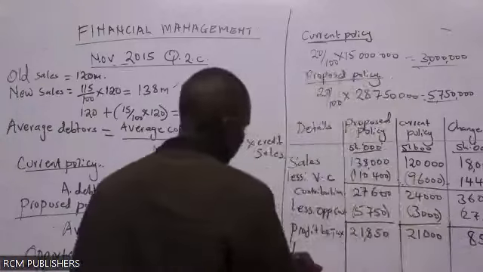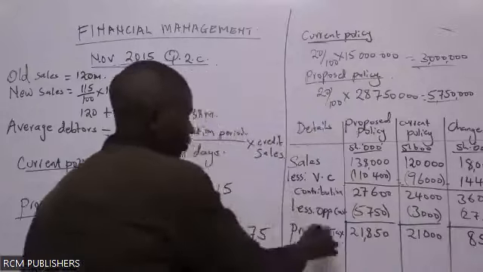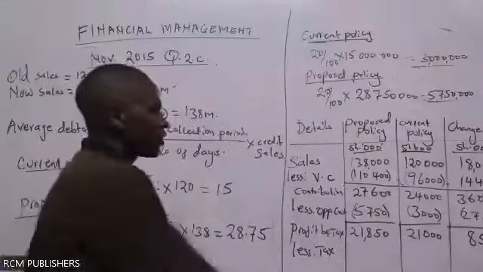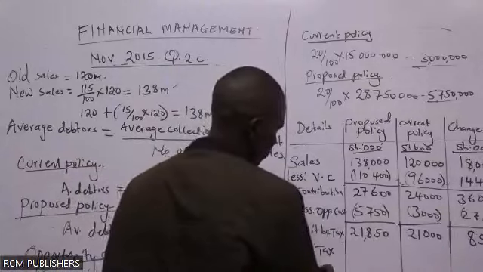Then you less tax. You are told that the corporate tax rate is 30%. Give me 30% of this so that we get profit after tax.